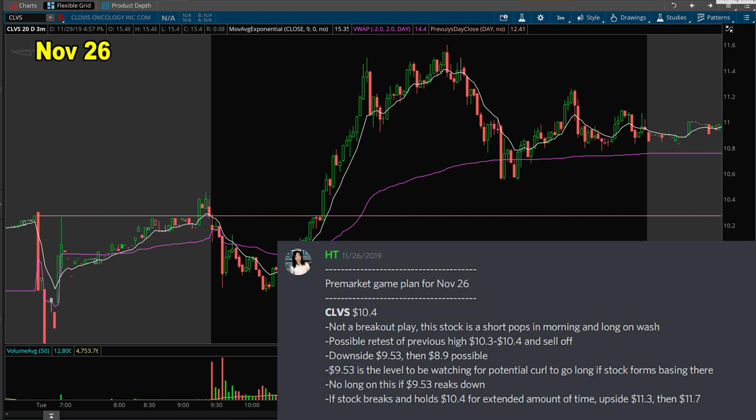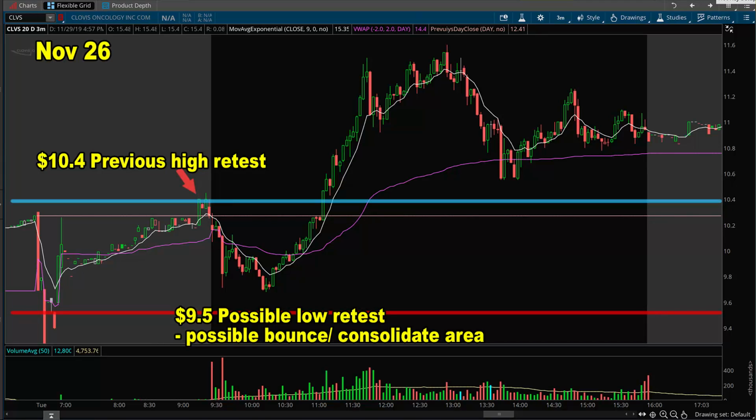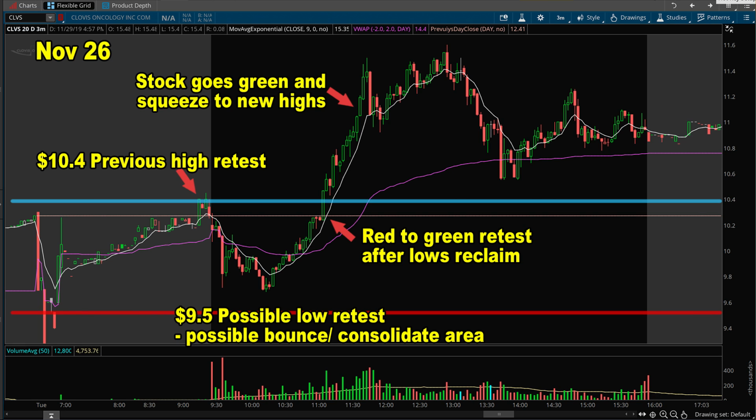So that's why on November 26th, instead of chasing the high of the day breakout on CLVS, I made the plan to short the retest of yesterday's highs and cover into every single wash early in the morning. And that's because of the screen time and experience I've spent watching the stock and seeing how it trades intraday. And once the selling slows down, we could potentially long the curl on CLVS, and if there's enough volume, we could see the stock going red to green and breaking above yesterday's highs.